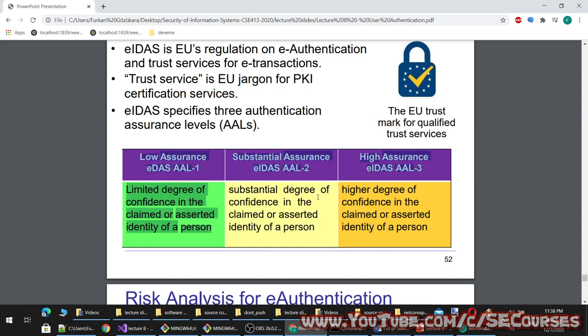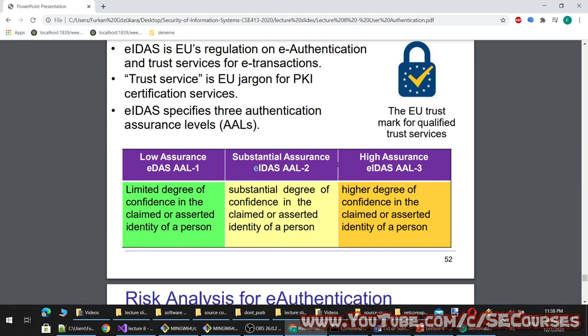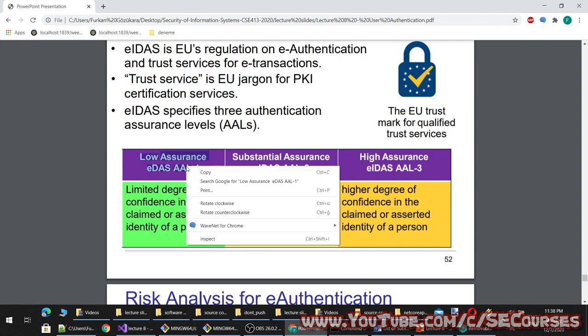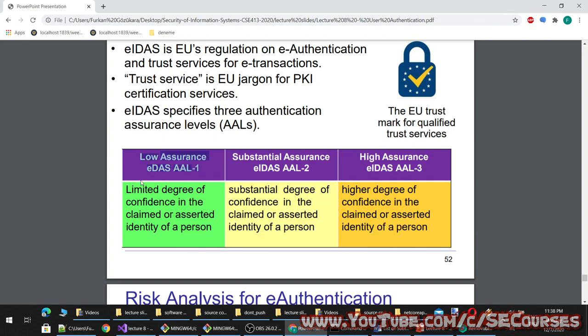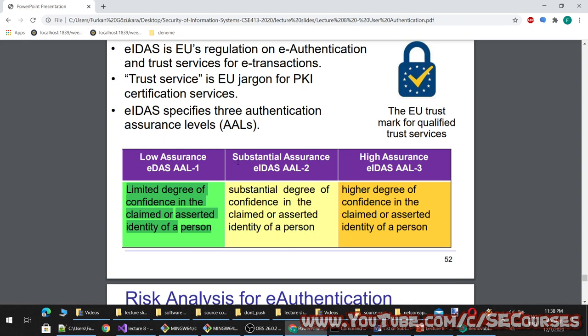Low assurance, eIDAS AAL 1: limited degree of confidence in the claimed or asserted identity of a person. Okay, let's read this again more properly. Low assurance, eIDAS AAL1: limited degree of confidence in the claimed or asserted identity of a person.